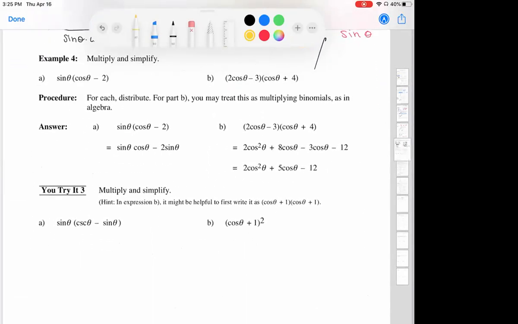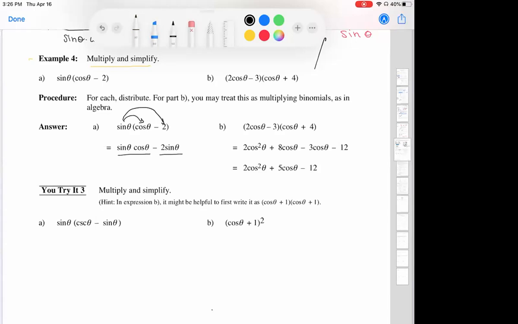Example 4. Treat cosine and sine like variables. Think cosine of x as x, sine as y. How would you treat those variables? So for example 4, we're being asked to multiply and simplify. So we have sine theta times cosine theta minus 2. We're being asked to just multiply and simplify if possible. All right, so let's go ahead and distribute. Sine times cosine gives us sine times cosine. And sine times negative 2 gives us negative 2 sine theta. All right, that's all I wanted us to do.